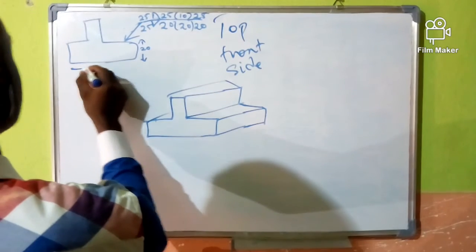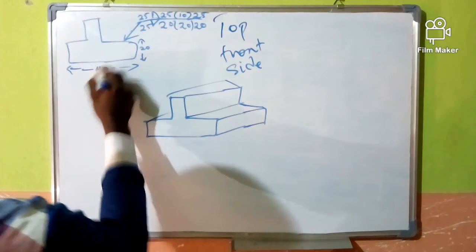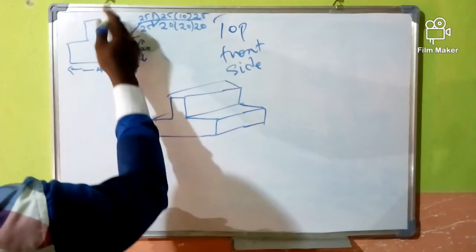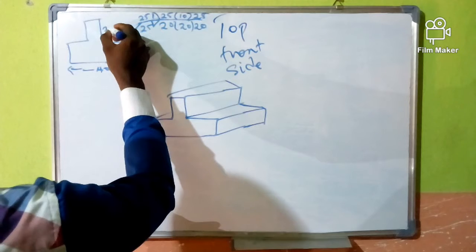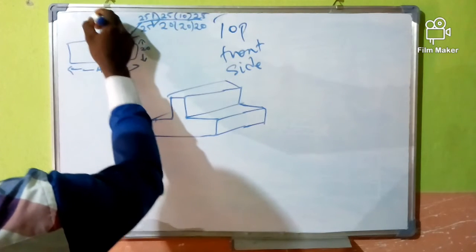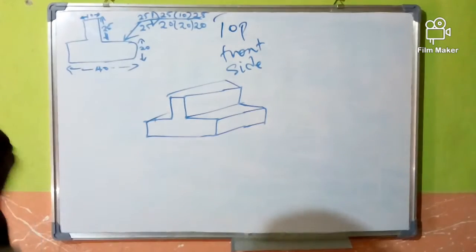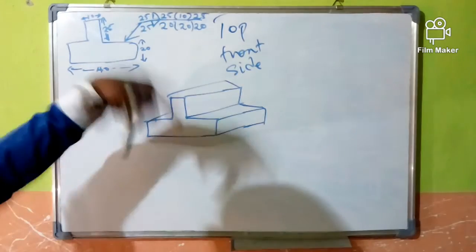So here, let's say 20. Then from here to here we have, let's say 40. Then from here to here the same. Here to here, let's also say 20. Let's take 25, that is here to here. Then here let's take 10. So we are going to represent using this to have the top view.